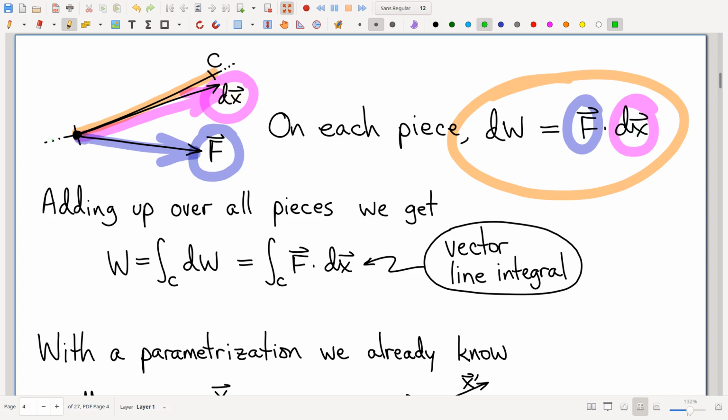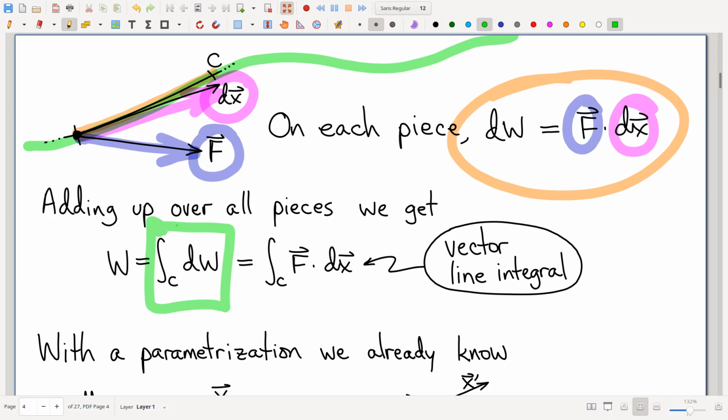Okay, so then with the understanding that we want to add this up over the entire length of the entire curve, we're going to integrate, and as previously established, this dW is force dot displacement, F dot dx, and there you go, adding up over the entire curve. That's how we compute the total amount of work. Now, computation comes next. We'll get to the computation. Everybody with me so far? Okay.